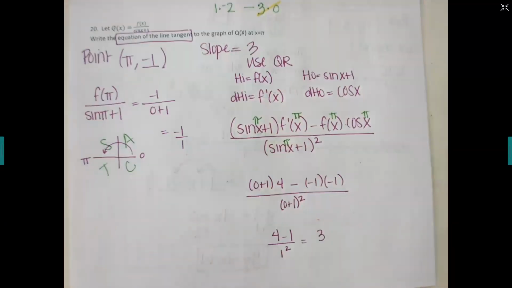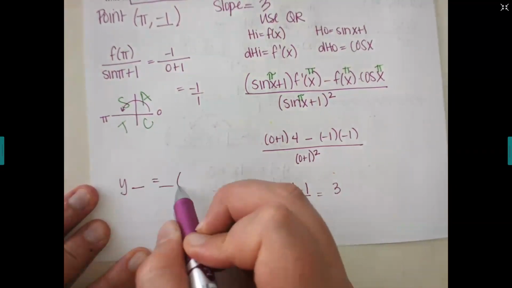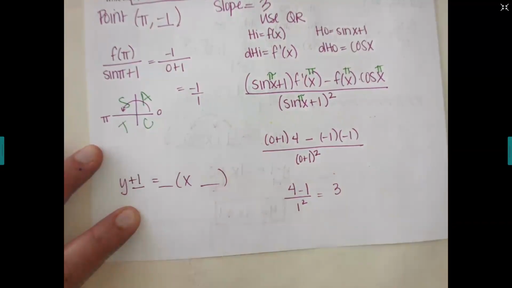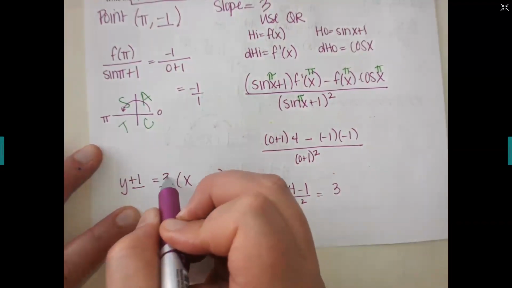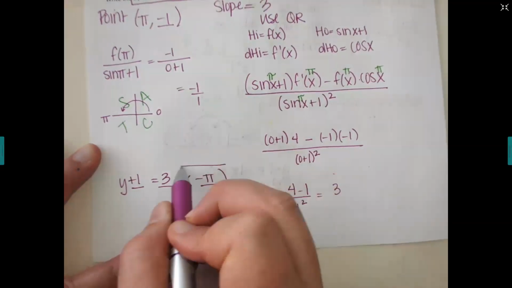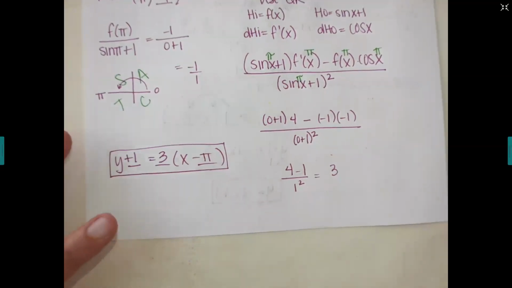So your equation for your tangent line will be y blank equals blank x blank. What will I put next to my y value? What number? +1. What will I put in my slope blank? 3. And what will I put in my x blank? Negative 5. There you go. Very good. All right, pull out your Chromebooks and let's do your delta.